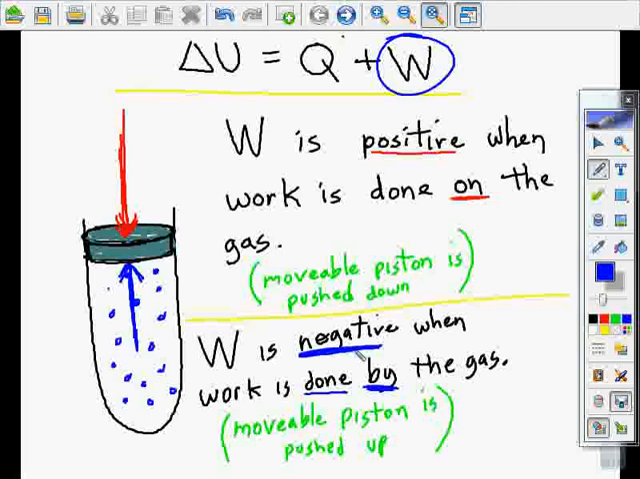So it's a little bit tricky because work is positive when work is done, the W is positive when work is done on the gas. Work is negative when work is done by the gas. That one little two-letter word, on or by, makes all the difference. So you have to closely read the question. Is the work being done on the gas, piston being pushed down, or by the gas? The gas is pushing the piston up.